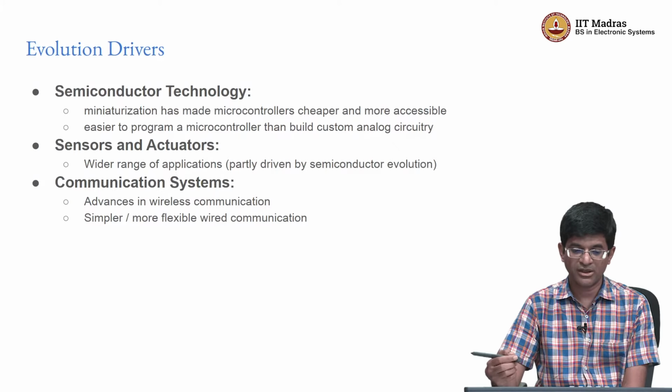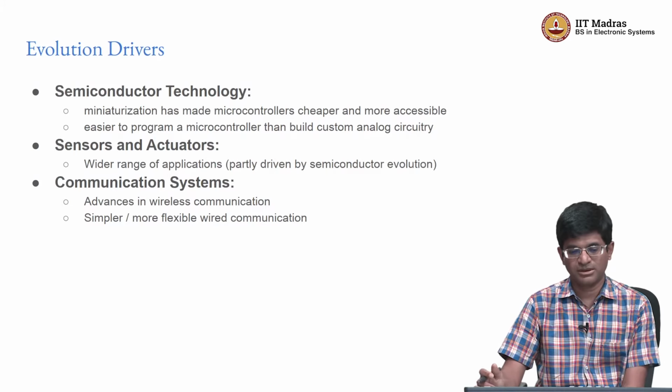The next evolution driver of embedded systems is again related to semiconductor technology, but it has been a huge growth in the types of sensors and actuators that we have available to us, right? There are a wider range of applications, part of it driven by the semiconductor revolution, but on top of that there are also other kinds of sensors that simply did not exist before. And nowadays, of course, there are still a lot of new sensors that are being built, especially in domains like health related, right? Biological sensors that can sense various kinds of different health related parameters.